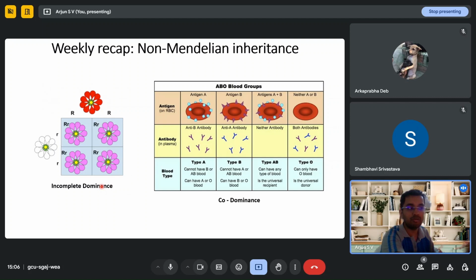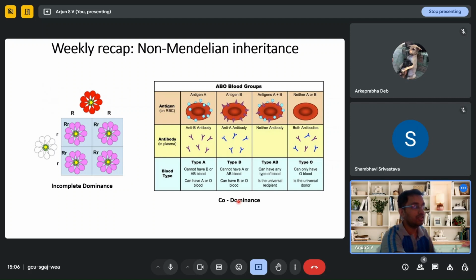In incomplete dominance, we saw the example of the snapdragon flower, where the dominant red flower and the recessive white flower give rise to an incompletely dominant pink flower. And when we further cross these pink flowers, in the F2 filial generation we get some red flowers, some white flowers and some pink flowers as well.